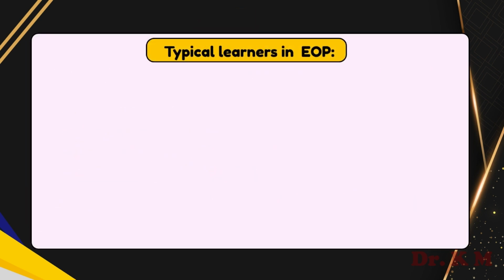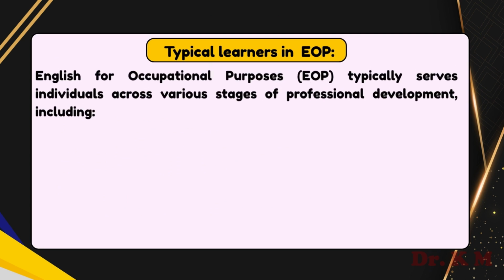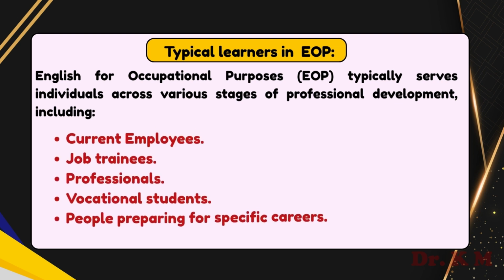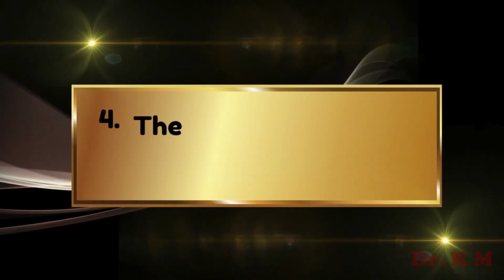Typical learners in EOP. English for Occupational Purposes, EOP, typically serves individuals across various stages of professional development, including current employees, job trainees, professionals, vocational students, and people preparing for specific careers.